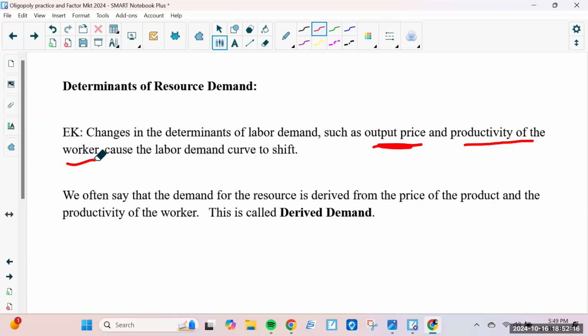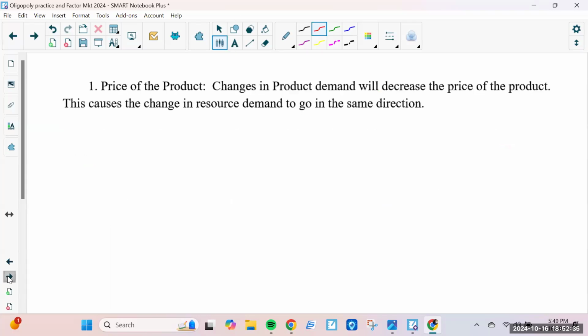And you're going to have an activity that you have to do for this class where they're going to give you a scenario and you have to shift the demand curve the correct way. This is called derived demand. They may use that vocabulary in passing, but you don't need to sit here and try to memorize it. But if the price of the product or the productivity of the worker changes, then the MRP changes. Let me show it to you.